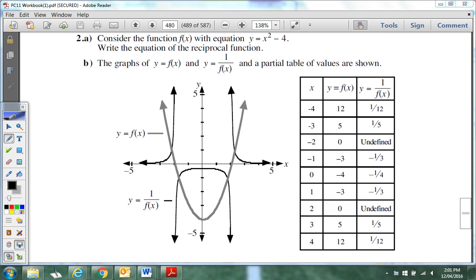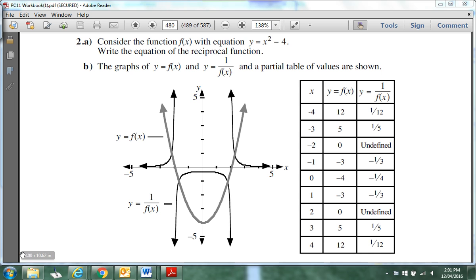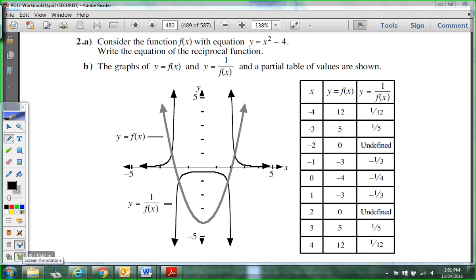All right, consider the function. Now we're getting to a quadratic one. It gets a little bit crazy here, but try to get through it. So consider the function f of x with the equation y equals x squared minus 4. Write the equation of the reciprocal function. So we'll write that quickly. That's just 1 over x squared minus 4. The graph of y equals f of x and y equals 1 over f of x and a partial table of values are shown.